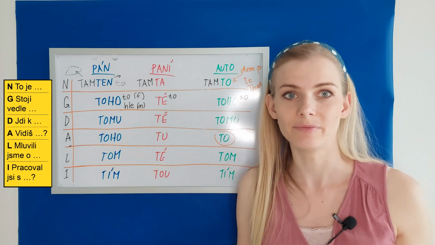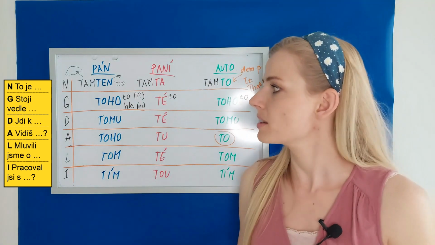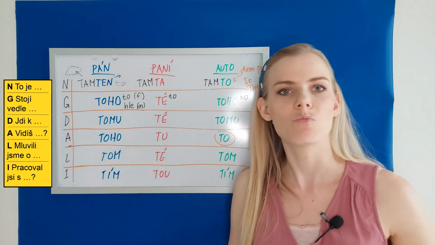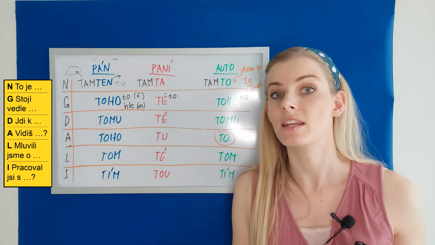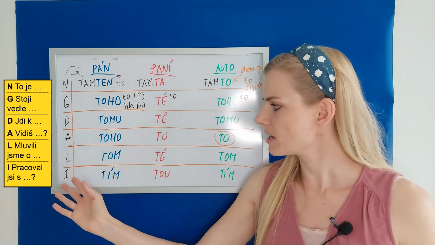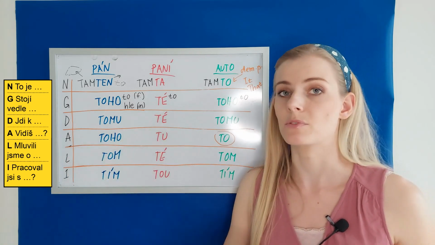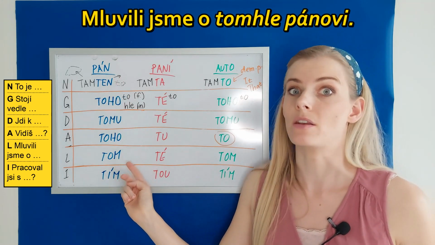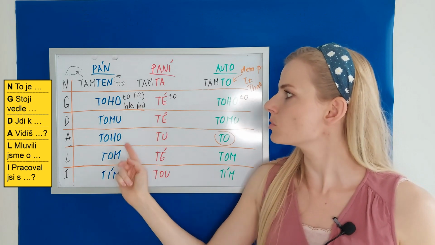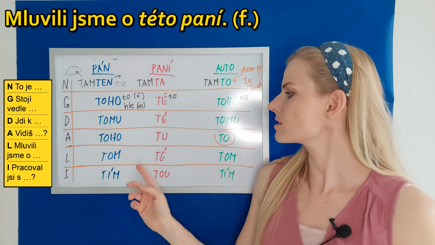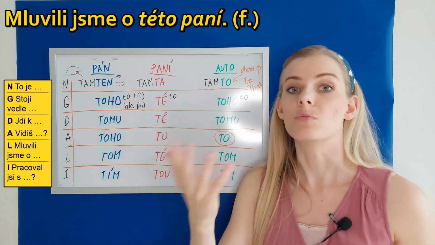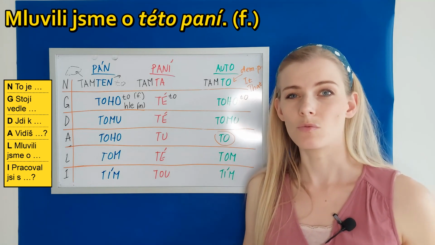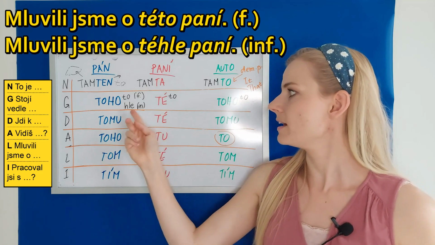Okay, are you with me so far? I know that this is becoming a little messy, but I am trying to save space and I want to be efficient and I want to show you that this is so easy. So remember, we are translating this. Let's try one more case, for example, the locative with our same sample sentence. Mluvili jsme o tomhle pánovi. We spoke about this man. Tomhle would be informal. Tomto pánovi would be formal. Mluvili jsme o této paní, the formal one. And we spoke about this woman or this lady. The informal one would be mluvili jsme o téhle paní.